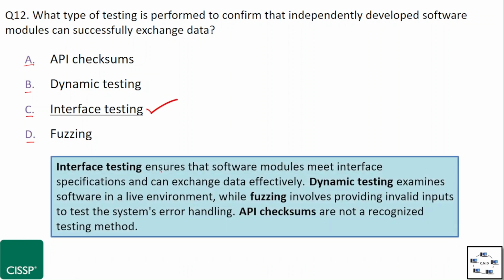Interface testing ensures that software modules meet interface specifications and can exchange data effectively. Dynamic testing examines software in a live environment, while fuzzing involves providing invalid inputs to test the system's error handling. API checksums are not a recognized testing method.